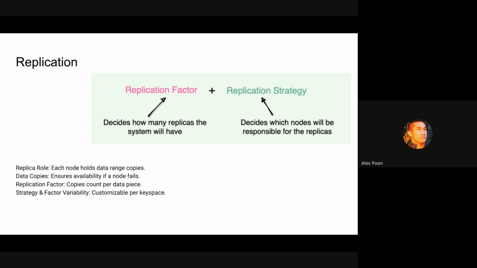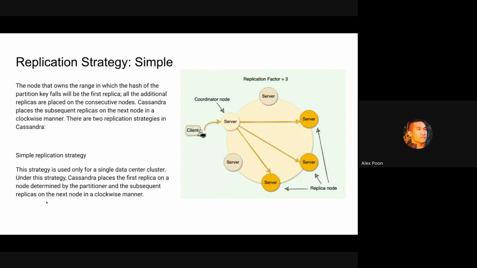Replication factor. The replication factor is the number of nodes that will receive the copy of the same data. This means if a cluster has a replication factor of 3, each row will be stored on 3 different nodes. Each keyspace in Cassandra can have a different replication factor. The node that owns the range in which the hash of the partition key falls will be the first replica. All the additional replicas are placed on the consecutive nodes. Cassandra places the subsequent replicas on the next node in a clockwise manner.